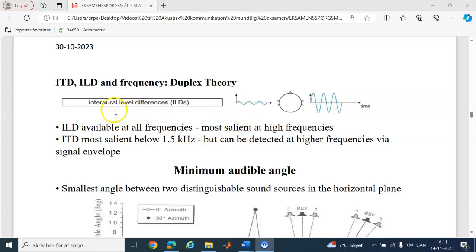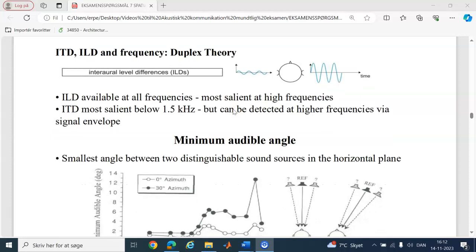Interaural level differences, ILD: available at all frequencies, most salient at high frequencies because there's no diffraction. ITD is most salient below 1500 Hz, but it can be detected at higher frequencies via the signal envelope.